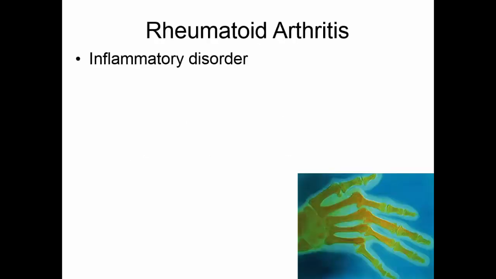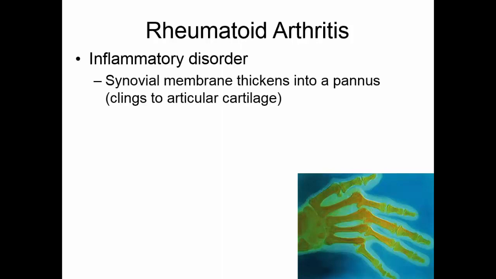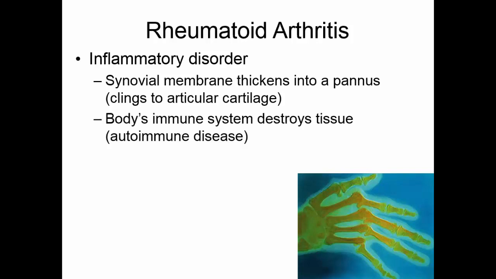Rheumatoid arthritis is an inflammatory disorder. The synovial membrane thickens into a membrane that's known as a pannus. This will cling to the articular cartilage. Then the body's immune system begins to destroy tissue. Rheumatoid arthritis is considered an autoimmune disease. As such, it can occur at any age. Even very young children can have rheumatoid arthritis.